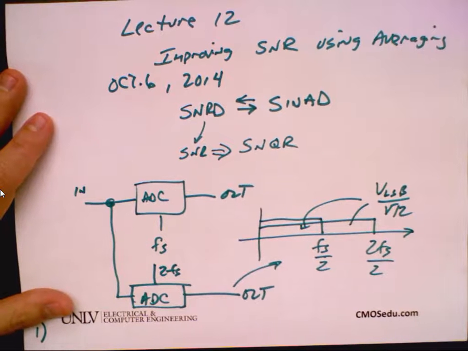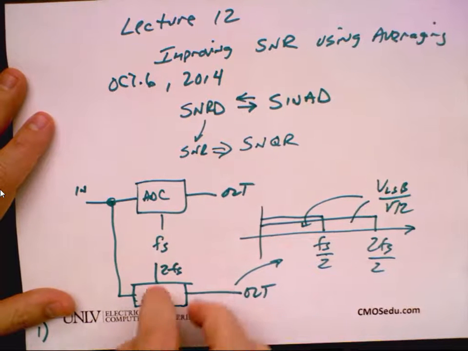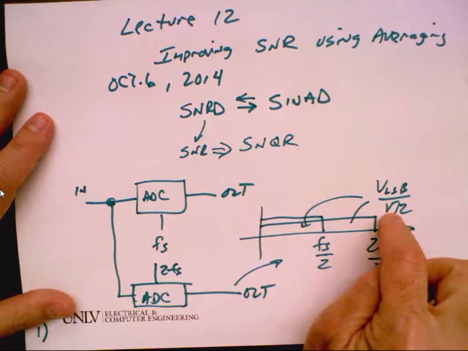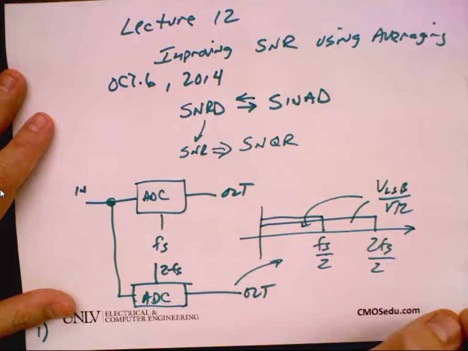Does everybody get that? Just by clocking faster, it spreads the quantization noise out over a further distance, but it doesn't reduce the signal to noise ratio.